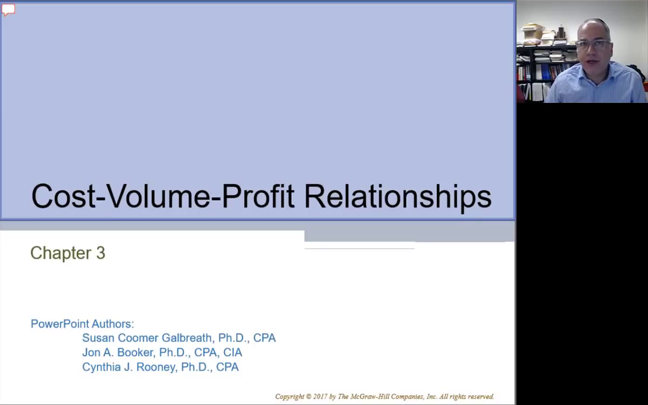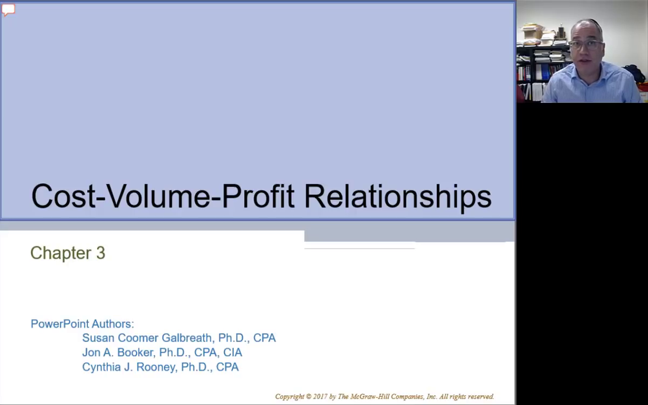This is chapter 3, cost volume profit relationships. And what we're going to talk about in this chapter is how to understand the relationship between a company's costs, its sales volume and its production volume, and its profits. In other words, how do your decisions affect profits?